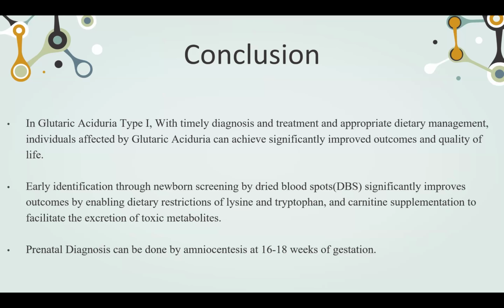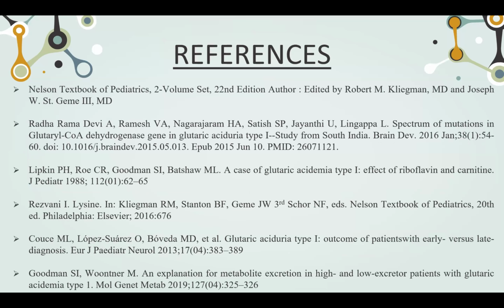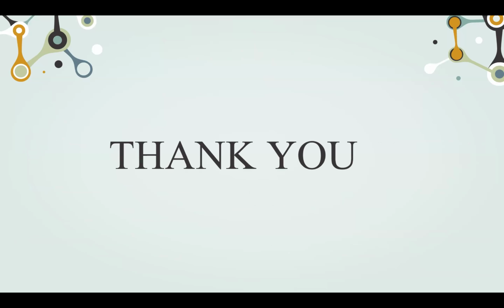Early identification through newborn screening by dried blood spots significantly improves outcomes by enabling dietary restriction of lysine and tryptophan and carnitine supplementation to facilitate the excretion of toxic metabolites. Prenatal diagnosis can be done by amniocentesis at 16 to 18 weeks of gestation. These are the references. Thank you.